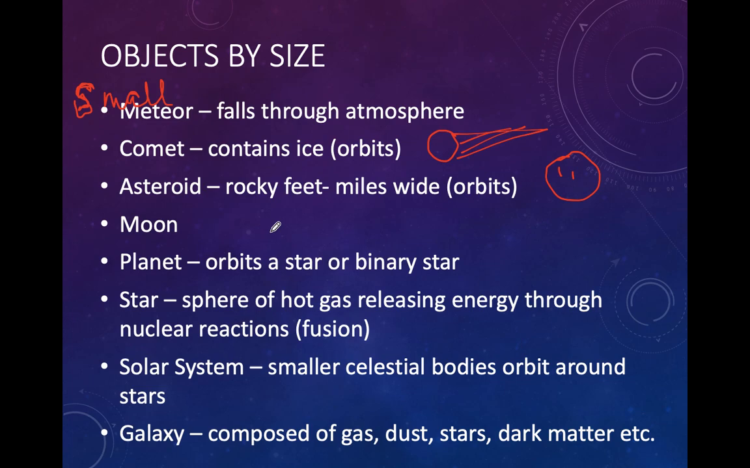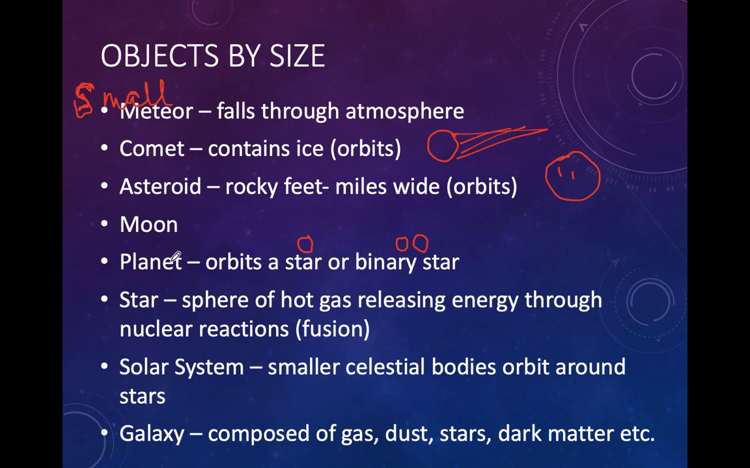Bigger than a moon, typically, is our planets, and these planets are going to be orbiting some kind of a star or binary star. Binary star means we have two stars instead of just one. Our solar system just has one star, and that's our sun.